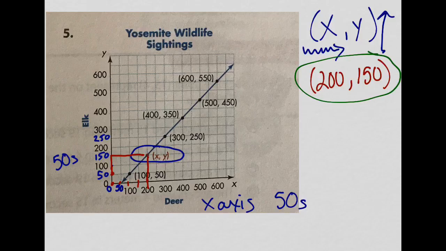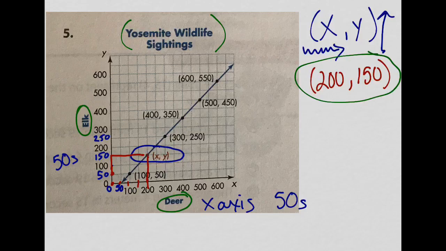Now I need to make a statement about this coordinate grid. So I have deer on the bottom, which is my x-axis, and I have elk on this left side, which is my y-axis. The title says that it's Yosemite Wildlife Sightings. Okay, so these are a number of sightings of deer and elk.